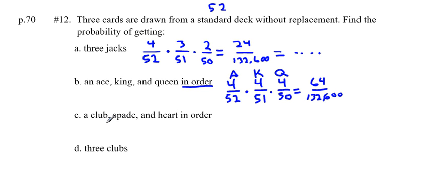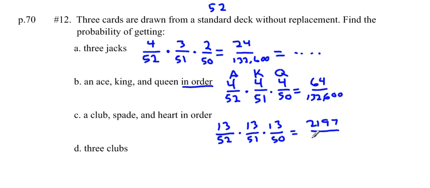Okay, those same words come up in the next problem. So again, a little different: club, spade, and heart in order. Well, for the first draw, there's 52 cards. How many clubs are in the deck? There's 13 clubs times. And now there's also 13 spades, but there's 1 fewer card, so out of 51. And there's 13 hearts, and again 1 fewer card, so 50. So again, multiplying across, we get 2197 over that 132,600.